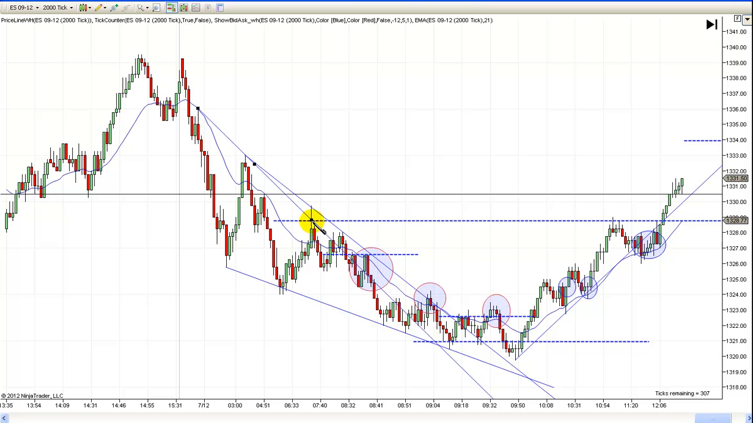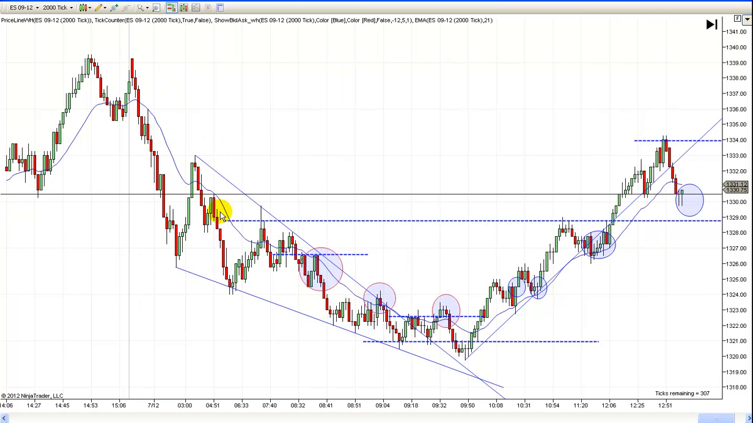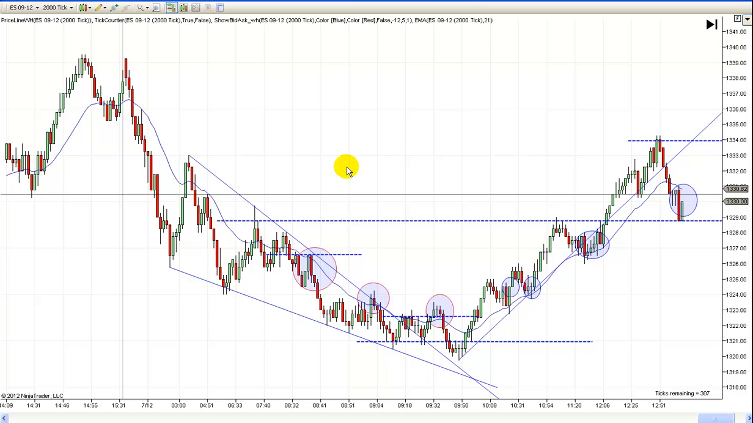But this just goes to show you, you don't have to get it exactly right. I believe that is probably the right trend line right there. And it's still a wedge pattern. It's still the same thing. But it just kind of shows you how you can get there different ways. This is what I had on my chart as I was trading today.